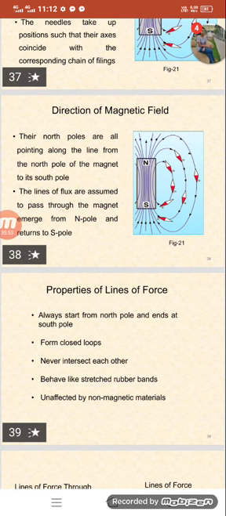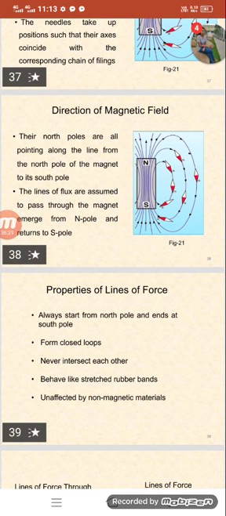Remember, these properties of lines of force are very important. They always start at the north pole and end at the south pole. They form closed loops, always circular paths. They never intersect with each other, nor with other magnetic lines, and they are always in the direction of a circle.